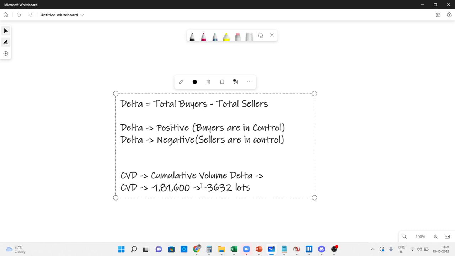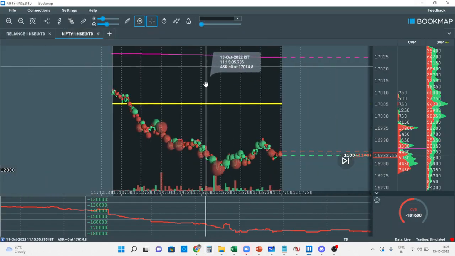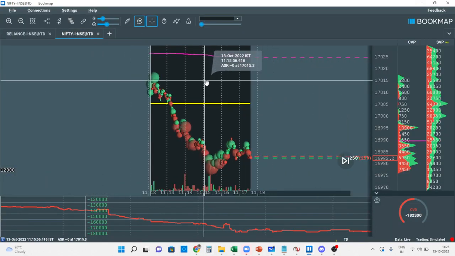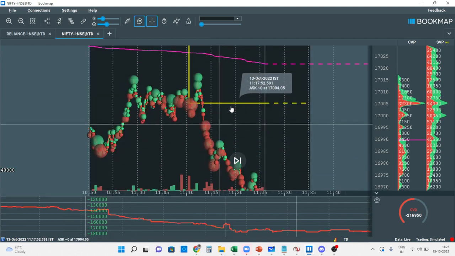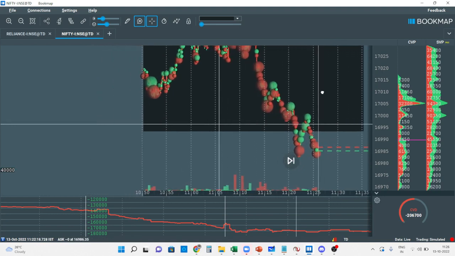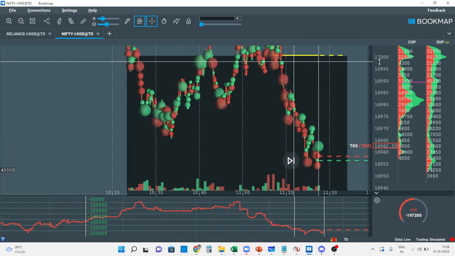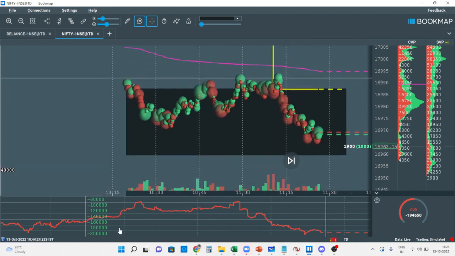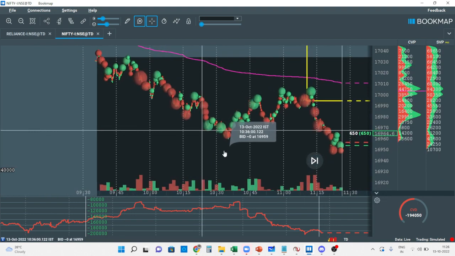Of course, we can track the historical activity for the day also. What is the overall cumulative delta? If I zoom into the charts, I can see the overall cumulative volume delta for the day. Throughout the day, I can sense how the CVD has performed. Let me zoom it out. Let me try to bring the complete activity.